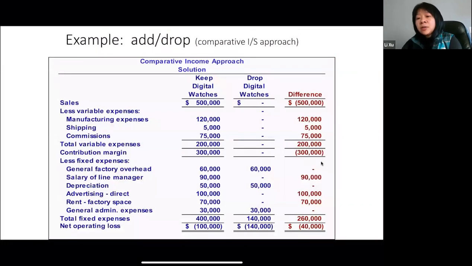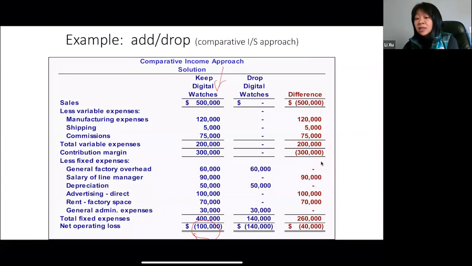So let's take a look at it here. This is a pro forma approach, and this is what we have now. Okay, we're not doing anything. That's what we're going to have. You can see here, we're going to have a loss. What happens if we drop it? Okay, if you drop it, certainly you're not going to have any sales, right? And no manufacturing expenses, no direct material, no direct labor, and no commission, no shipping, nothing. So contribution margin is zero. But look at the fixed cost. Are we still going to have the same fixed cost? The answer is yes, right?